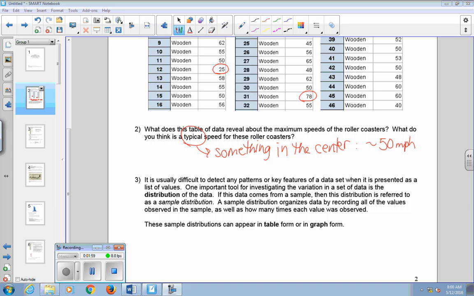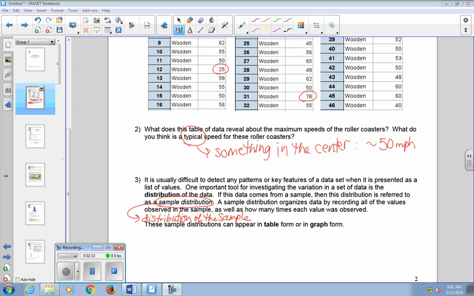Okay, number 3, it's usually difficult to detect any patterns or key features of a data set when it's presented as a list of values. One important tool for investigating the variation in a set of data is the distribution of the data. If this data comes from a sample, then this distribution is referred to as a sample distribution. We can also say distribution of the sample. Your book uses both terms. So sample distribution can also be referred to as distribution of the sample.